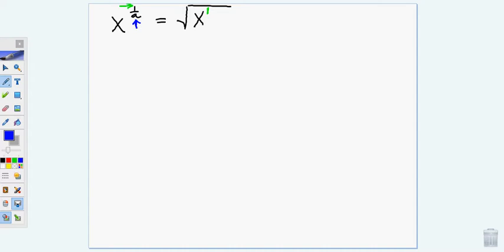Let's look at a perfect square because that makes life easier, and let's use 81. 81 to the power of a half. Okay, so if I use 81 to the power of a half, 81 is my x. It's to the first power. I'm going to take its square root. We know that the square root of 81 is 9.